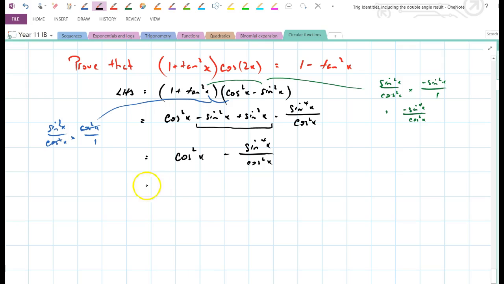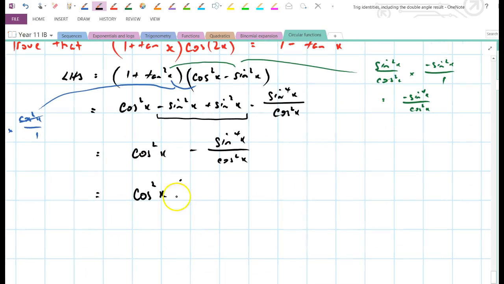What I'd like to do here is multiply through by cos squared x. Can't really do that. Resuming now, we've got cos squared x minus this fraction here. Now I figure that this can be factorized like so: cos squared x times (1 minus sine to the power 4 x over cos to the power 4 x). If you run that through, you'll see that's all good.